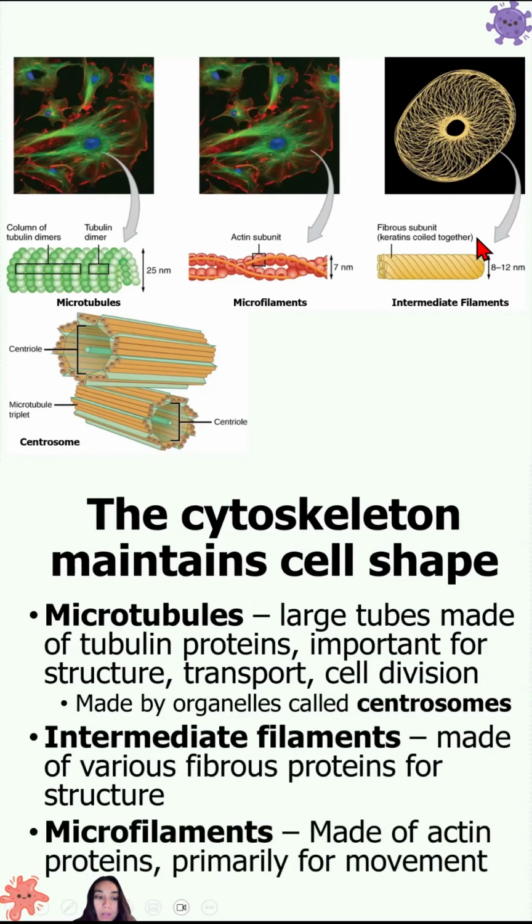And then finally, the microfilaments. These are going to be made of actin proteins, and microfilaments, their main job is for movement. So actin is going to be really important in cells like muscle cells that actually move. But just in general, cells use actin and microfilaments for some type of movement.